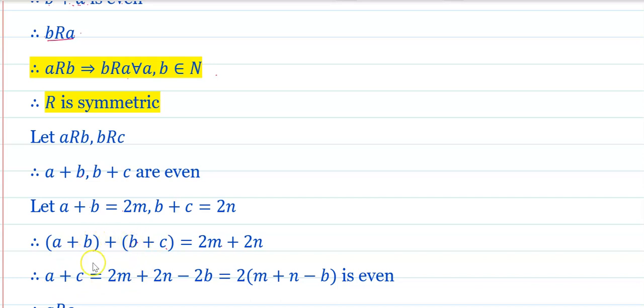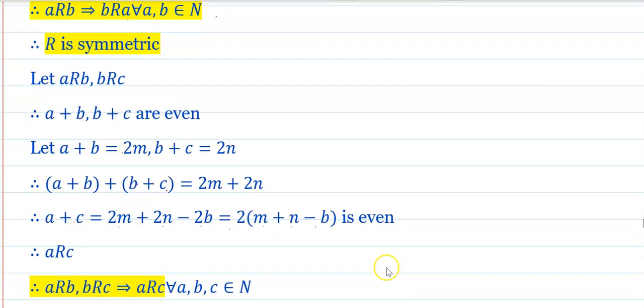That is, A plus C can be written as 2B. We shift it to the right hand side, and it will become minus 2B. It means that A plus C is equal to 2m plus 2n minus 2b, and that is nothing but 2 in bracket m plus n minus b, which is an even number. Okay. So this is an even number, and it implies ARC.